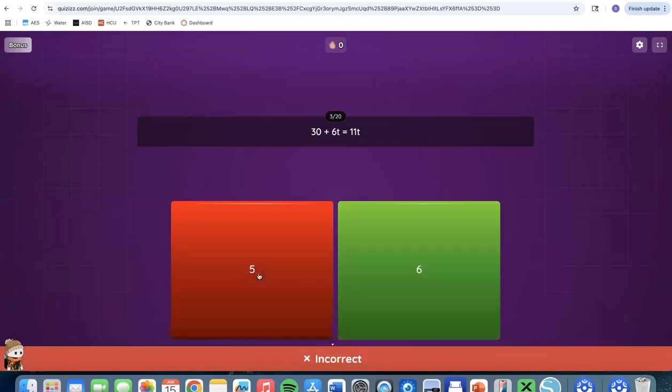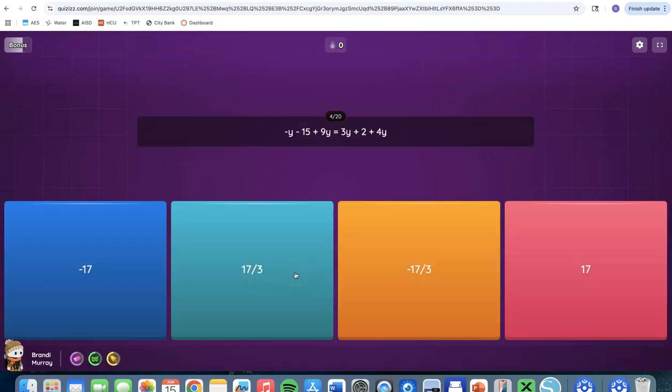Okay, so if they did get it wrong, they get this little red and it shows that they missed it. In this particular set of questions, I do have where they can go back and earn points back. They don't get full credit, but they are able to do redemption questions.